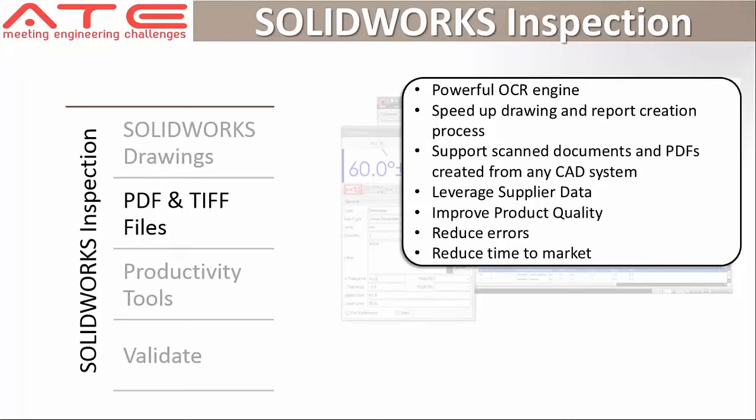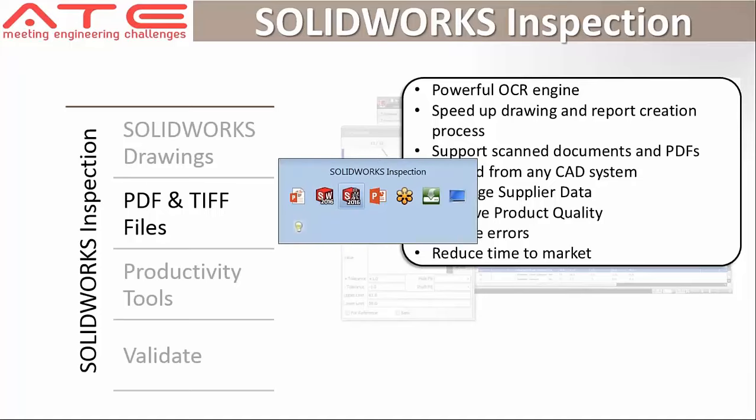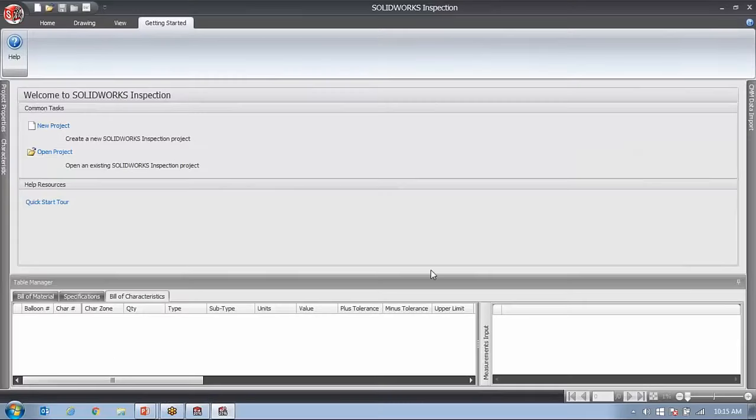As it can support hard copy, you can leverage your supplier data and improve your product quality and reduce manual errors. It also saves a lot of time, so they can reduce the time to market. So let me show how the inspection works.